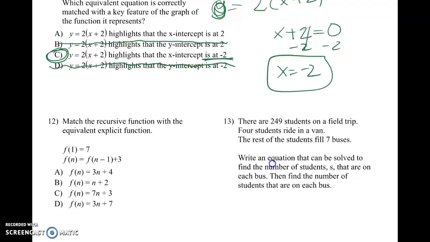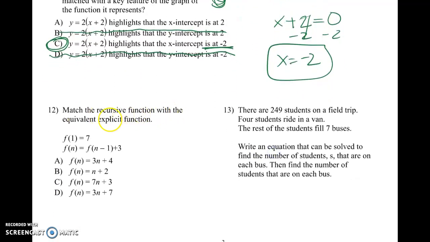Alright, number 12. Match the recursive function with the equivalent explicit function. Now, one thing I like to think about with recursive functions is, well, you could do this two ways. You could take 1 and plug it in and see, like, hey, if I plug in 1, I do get 7. If I plug in 1, I don't get 7. But that's not really understanding what a recursive function is. So let me explain it, if you didn't just do the plug-in way.